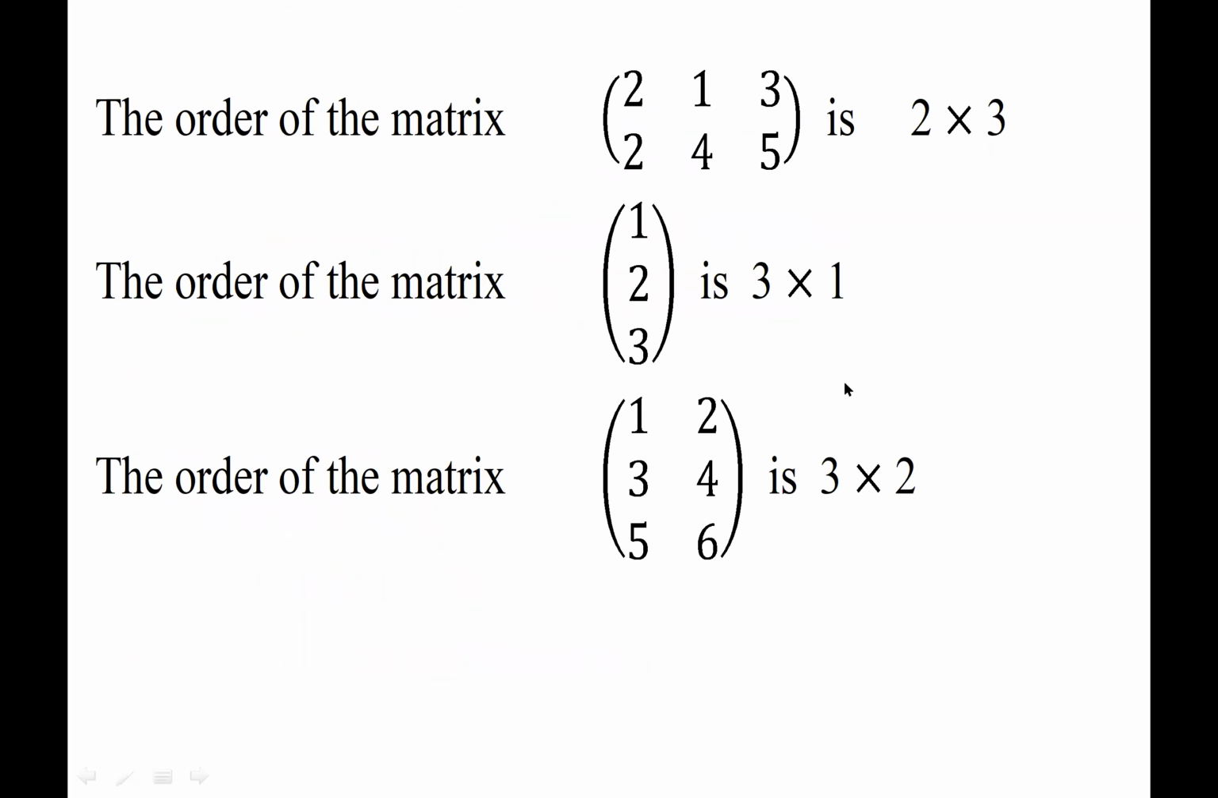So those are fairly simple things. The order of this matrix here is 2 rows by 3 columns, so 2 by 3. The order of this matrix, a strange one, is 3 rows by 1 column. So we say it's a 3 by 1. The order of this matrix is 3 rows by 2 columns. All right, so you see that it's something you're pretty familiar with. All right, let's go on.